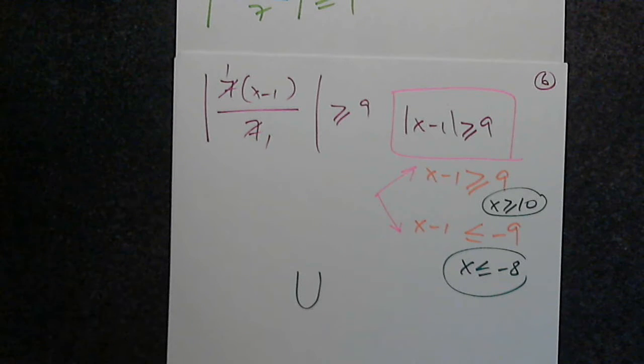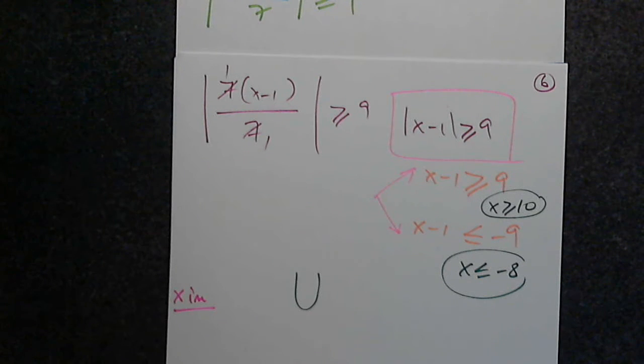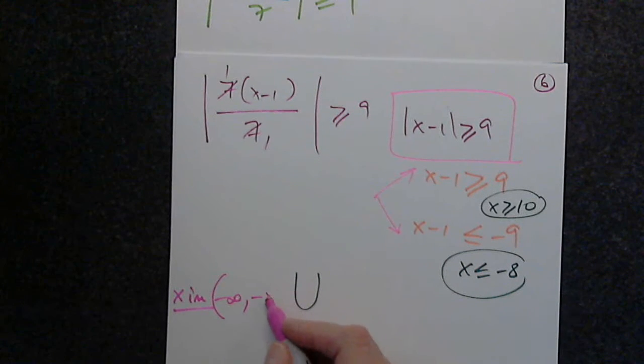Can anyone give us a solution? I prefer writing x in. Of course, you don't have to. If you know what you're doing, it's fine. I prefer writing x in parentheses. Yes? Negative infinity, negative 8. Awesome. Great job.